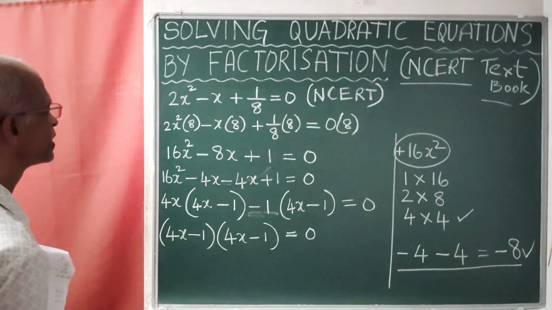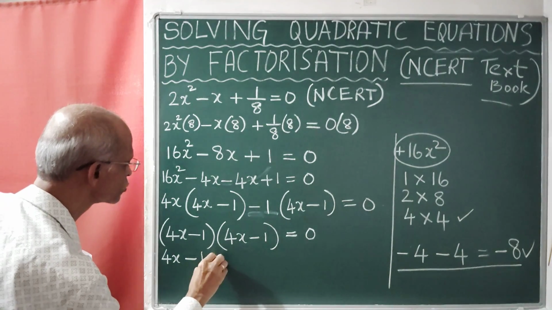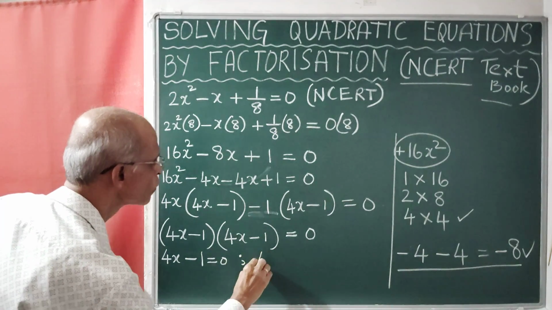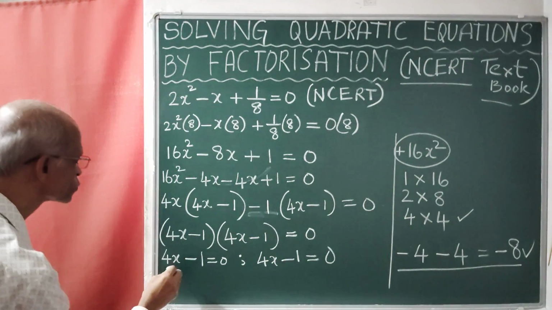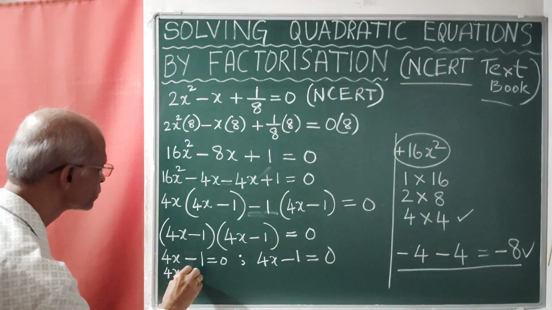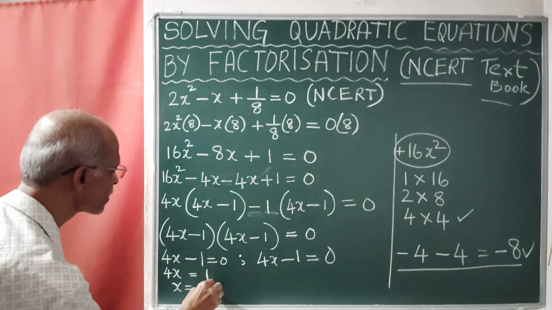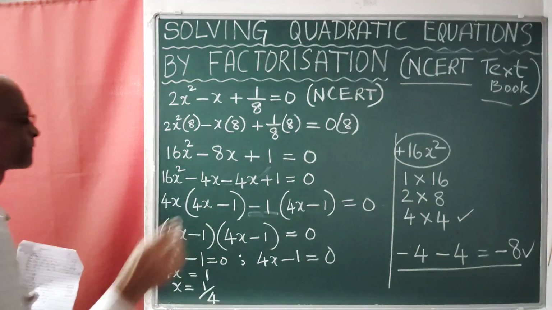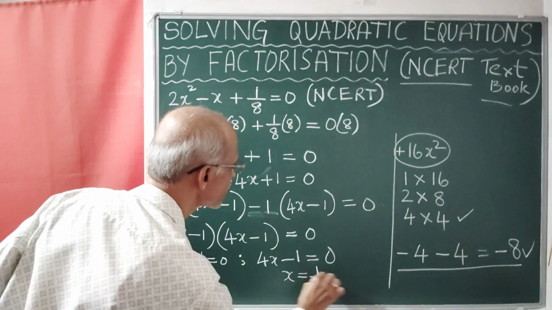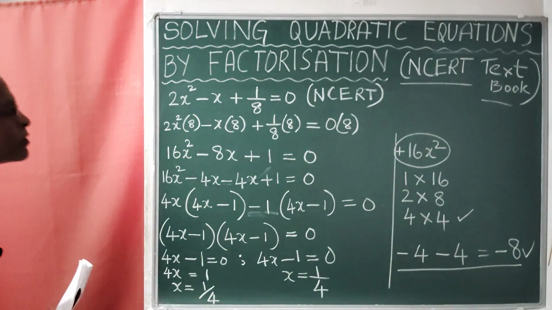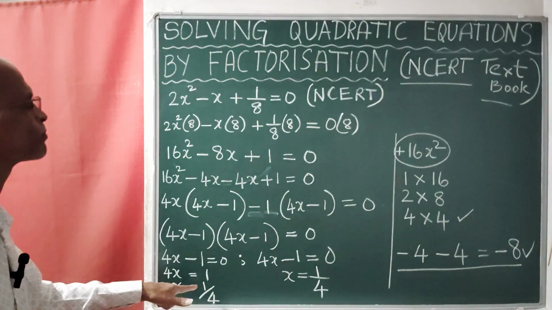I got two factors. Equate each factor to 0. 4x minus 1 is equal to 0. 4x minus 1 is equal to 0. So 4x is equal to 1, x is equal to 1 by 4. Here also I'll get x is equal to 1 by 4. So this equation has got two equal roots, that is 1 by 4.